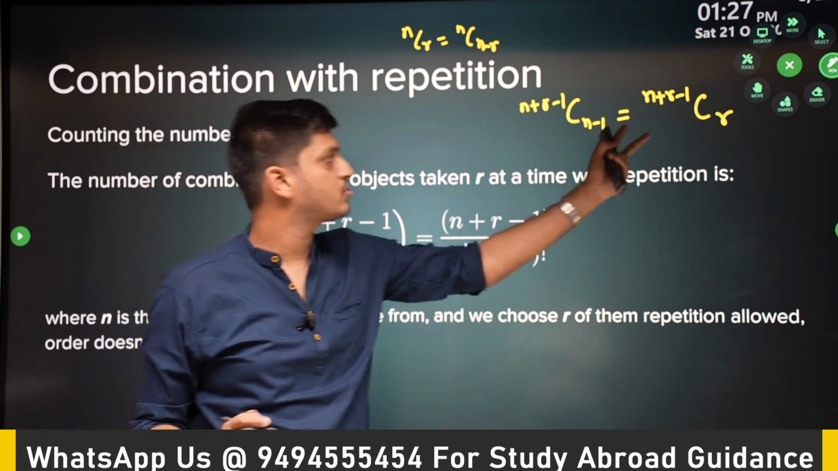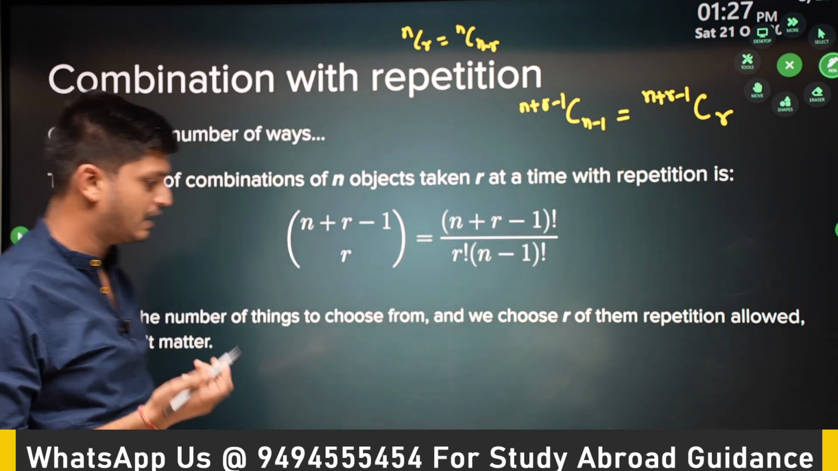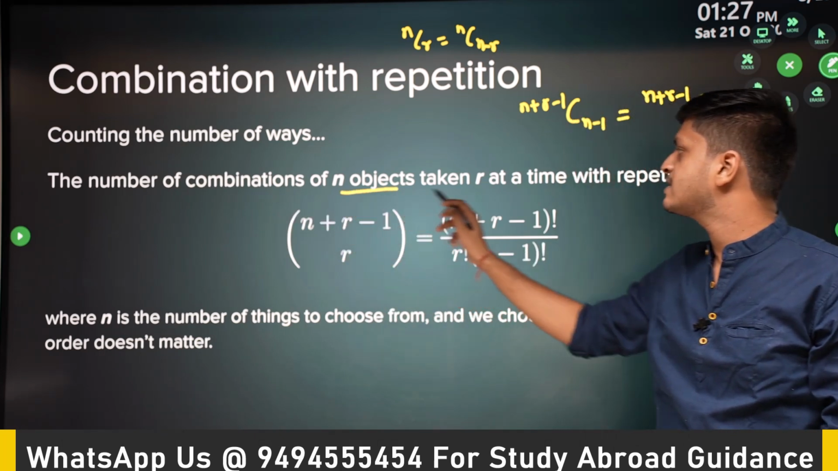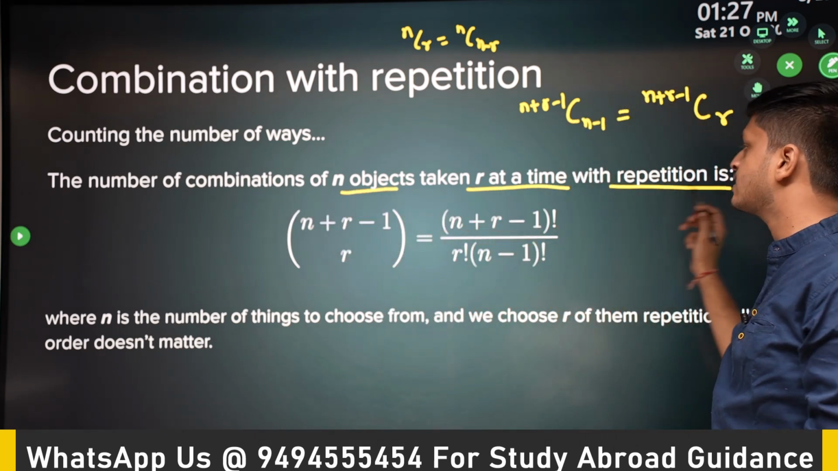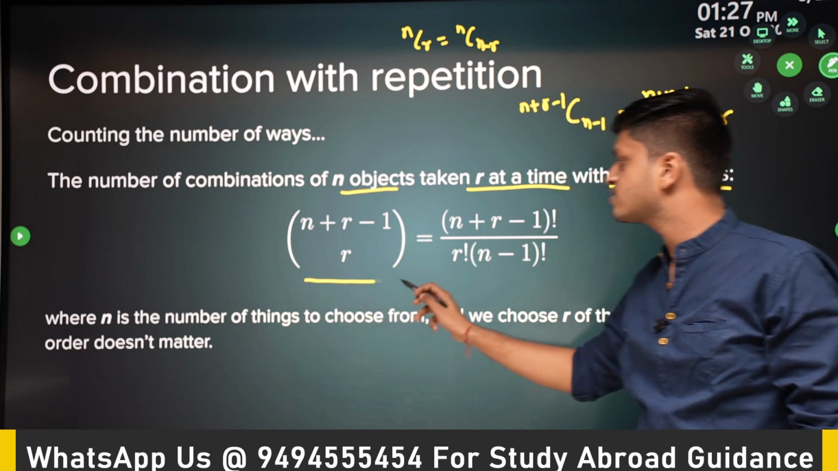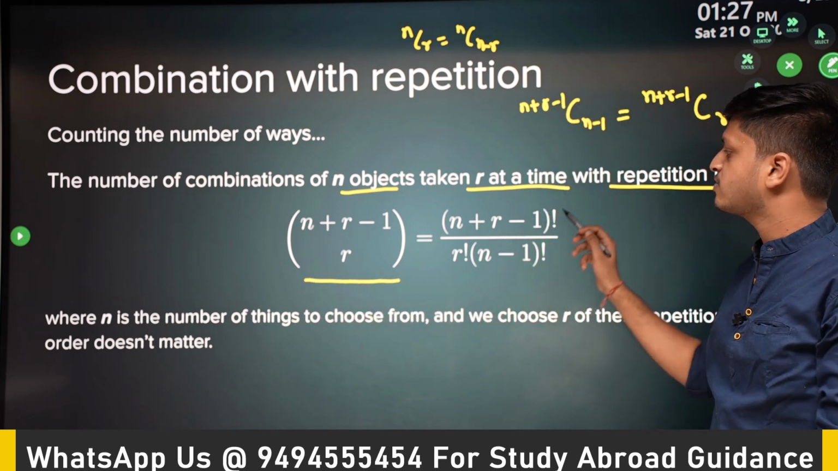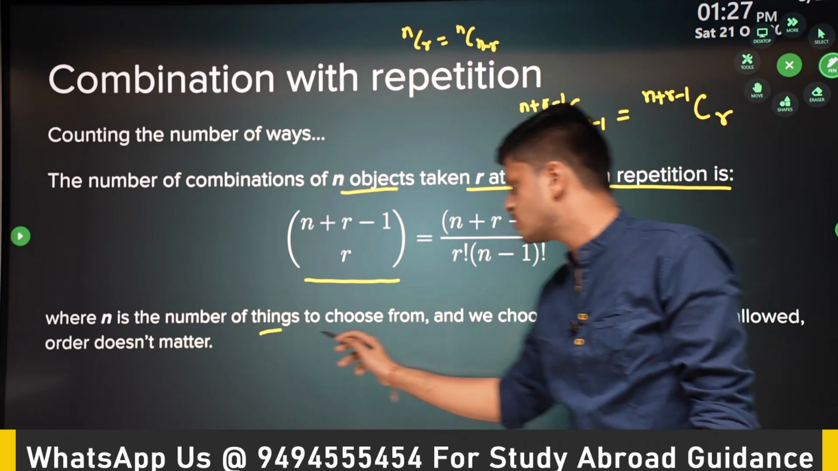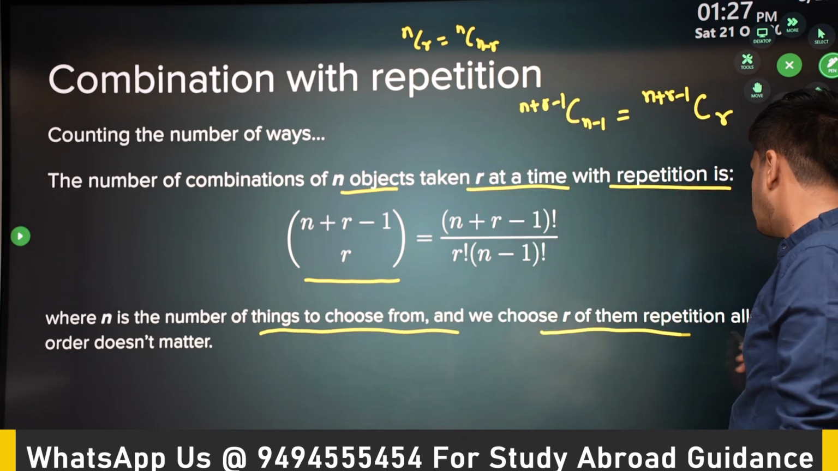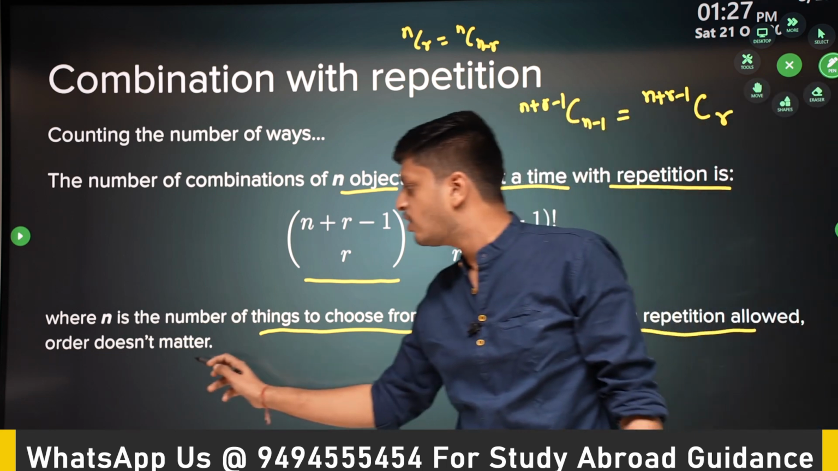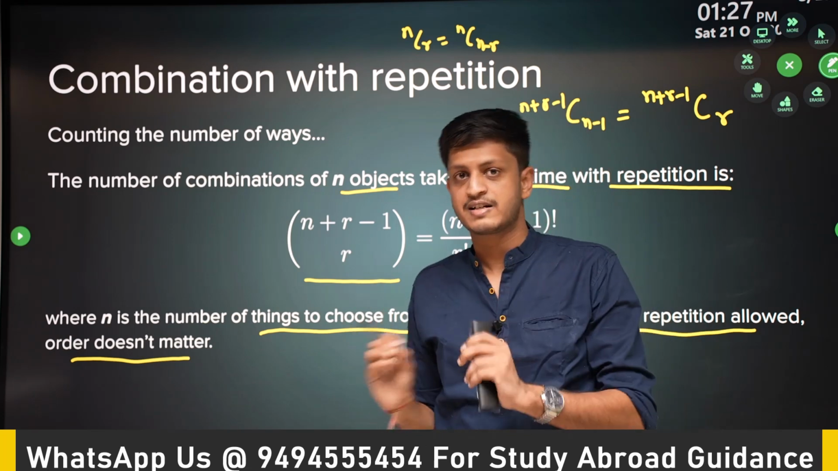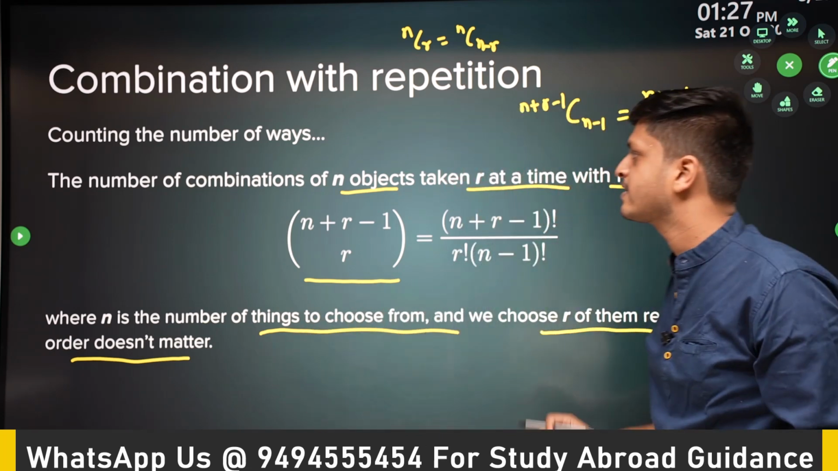Okay, these two are equal. So this is the formula that we have. The number of combinations of n objects taken r at a time with repetition is n plus r minus 1 C r, or (n plus r minus 1) factorial upon r factorial times (n minus 1) factorial, where n is the number of things to choose from and we choose r of them, with repetition allowed and order doesn't matter. Order doesn't matter, it is combination, just selection, not arrangement.